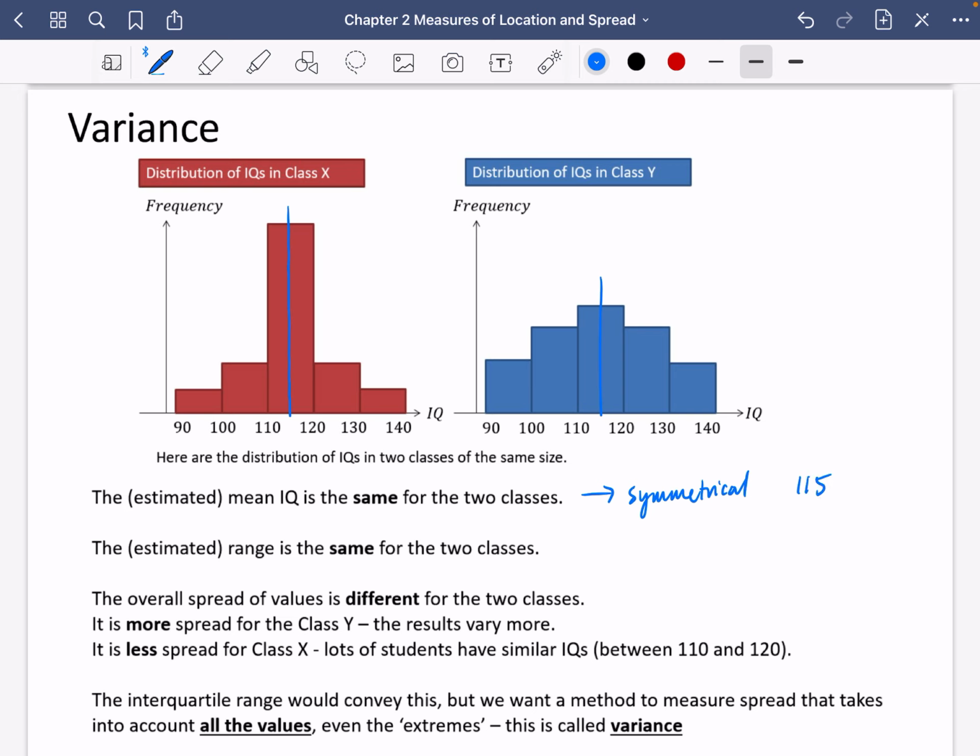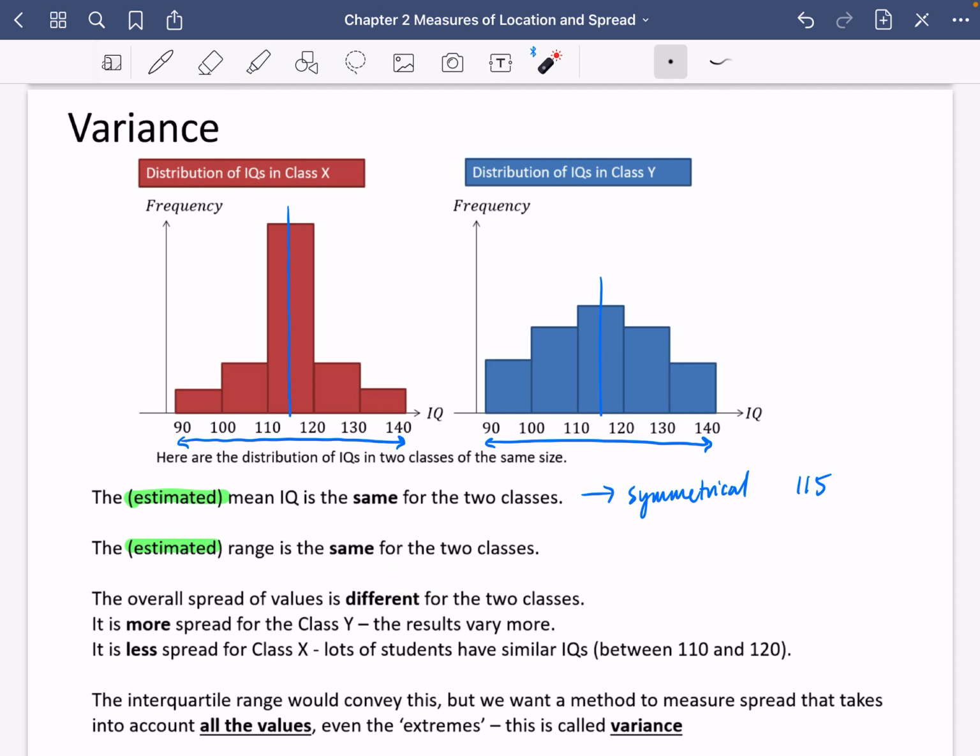I've also got here that the estimated range is the same for the two classes. Now, remember the range is the highest value take away the lowest value. And both of these graphs are going between 90 and 140. Obviously this is grouped data, which is why I've used the phrase estimated for both the mean and the range here.